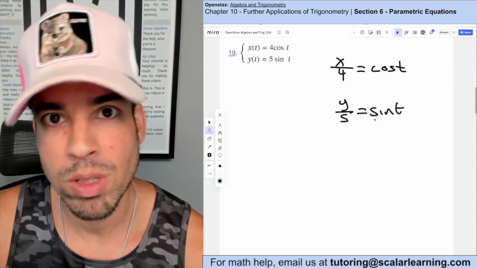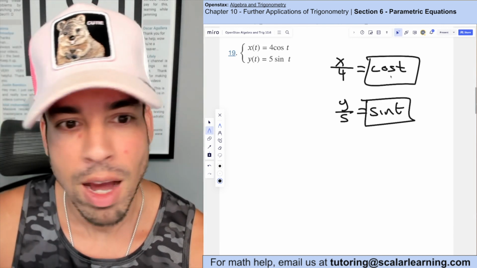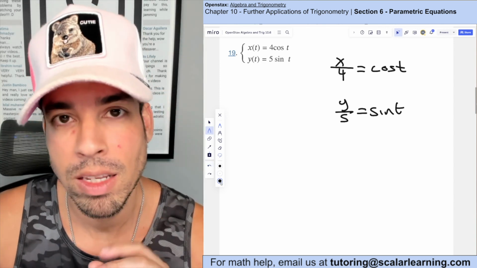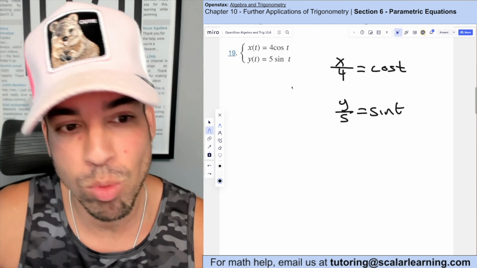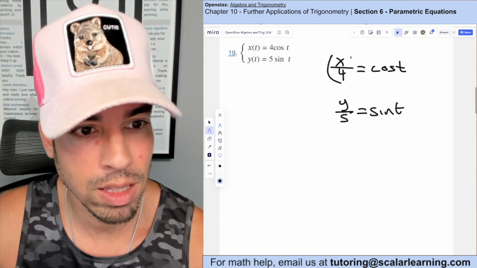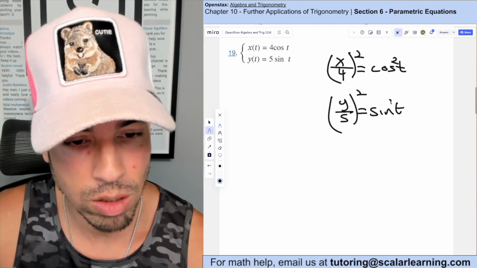Now, the reason why I'm doing this is because this is pretty nifty, because if you recognize with trig functions, I can take sine squared and cosine squared and add them together. And the reason why that's great is because I know what that equals from my Pythagorean identities. It equals 1. So what I'm going to do is I'm going to square both sides. I'm going to say this squared equals cosine squared, and this squared equals sine squared.